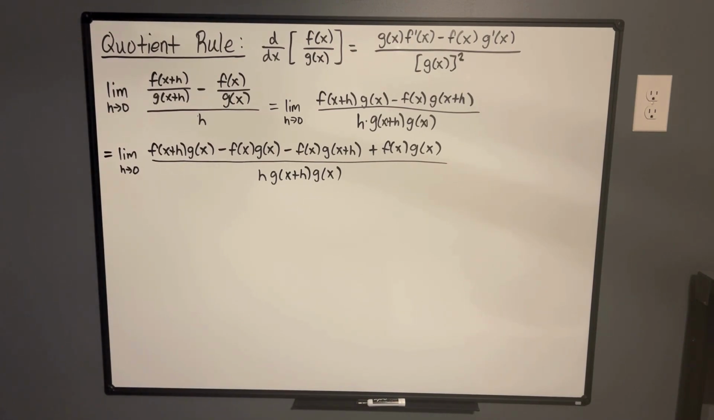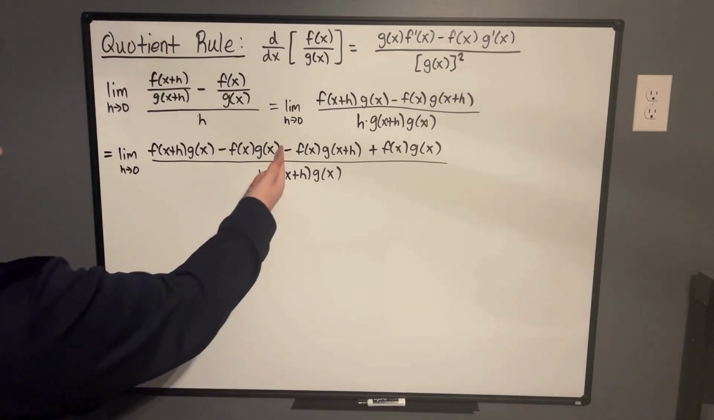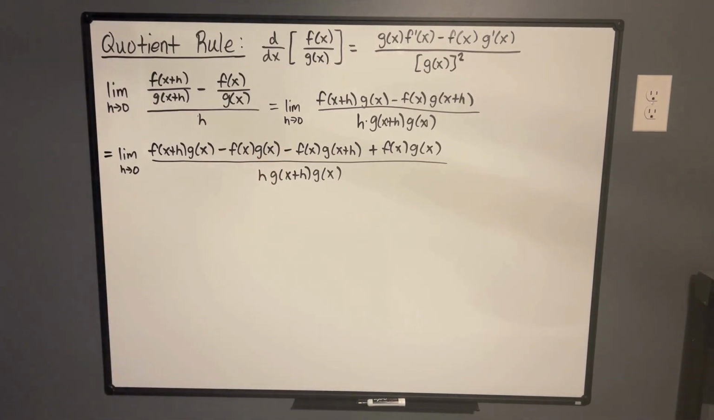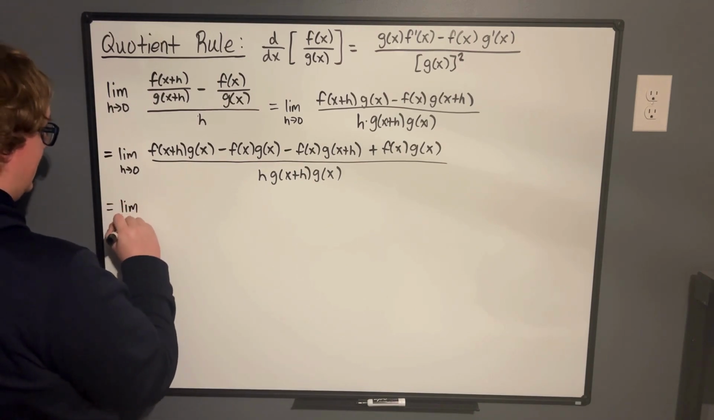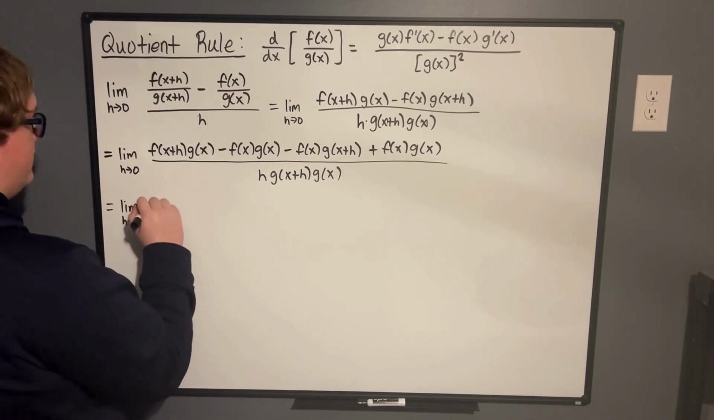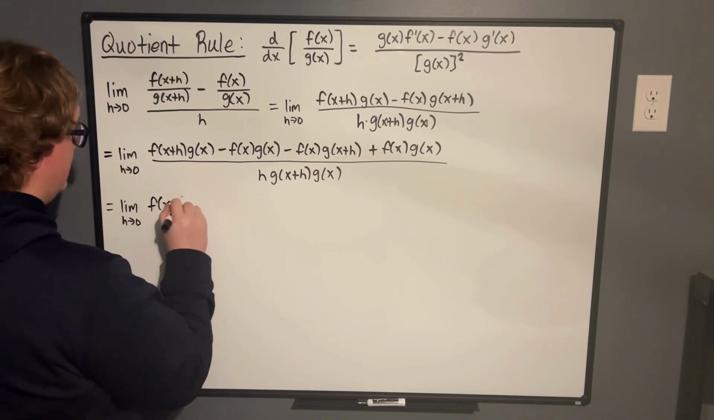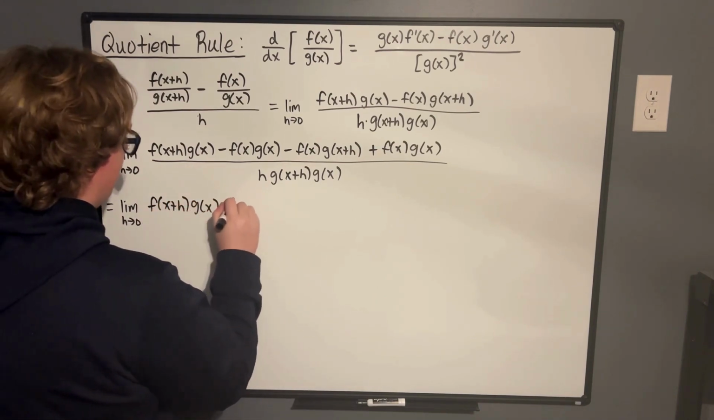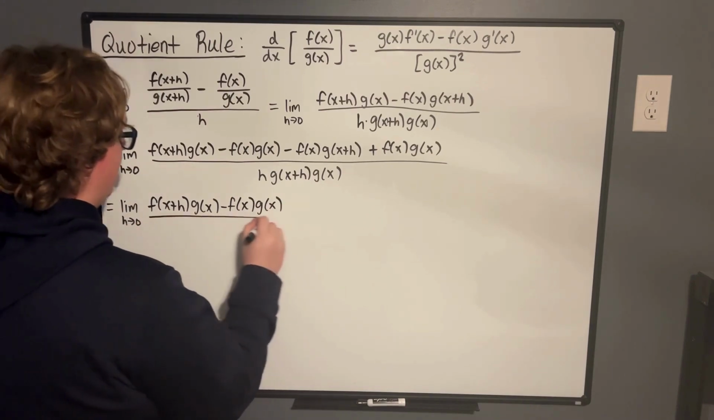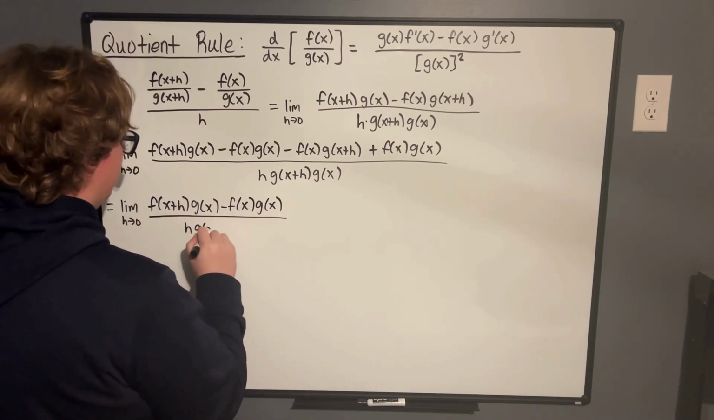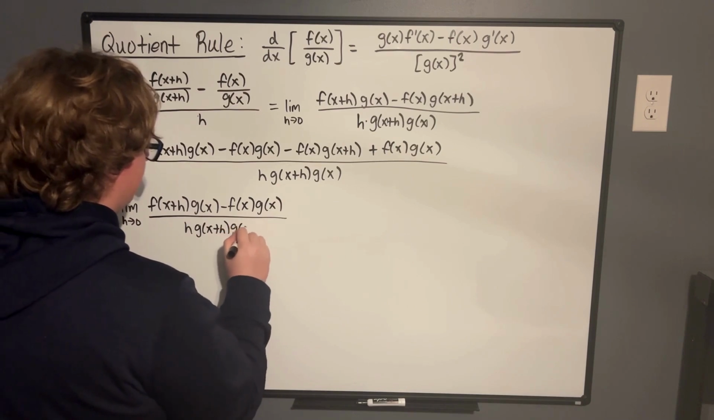Now the reason that we're going to do that is because now we can split this limit up at this negative sign, and we'll actually get definitions of derivatives that pop out in both of the limits that we make. So let's go ahead and split the limit up. So I get the limit as h goes to 0 of f of x plus h, g of x minus f of x, g of x. And all of this is over that same denominator. So h, g of x plus h, g of x.